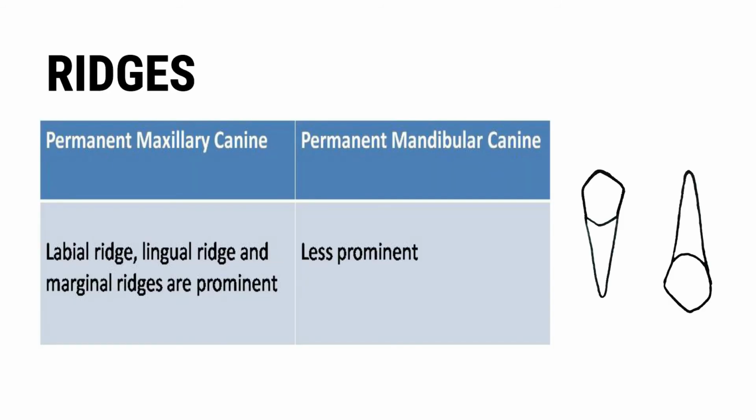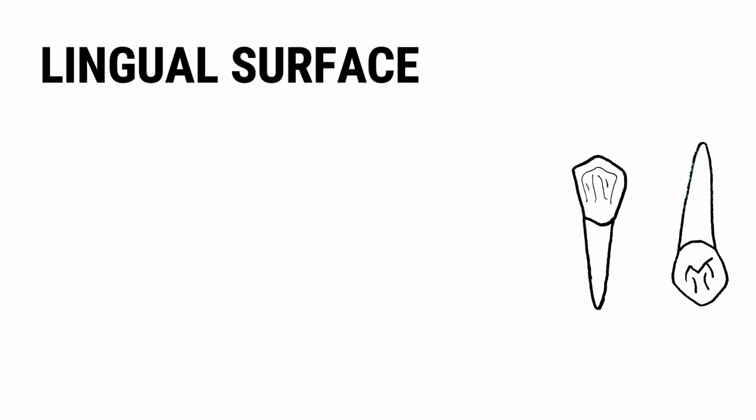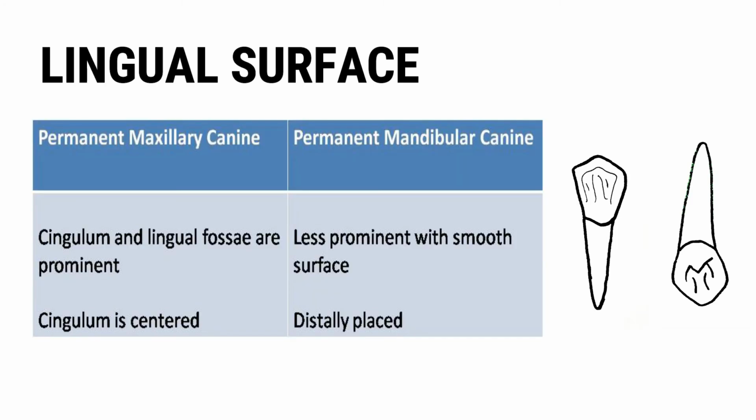Ridges. The labial ridge, lingual ridge and marginal ridges, that is, mesial and distal marginal ridges, are more prominent in the maxillary canine, while in mandibular canine these ridges are less prominent. The lingual surface of the crown of the mandibular canine is flatter, simulating the lingual surfaces of mandibular incisors. Cingulum is more prominent. Lingual pits and groove are more common in maxillary canine, while less common in mandibular canine.